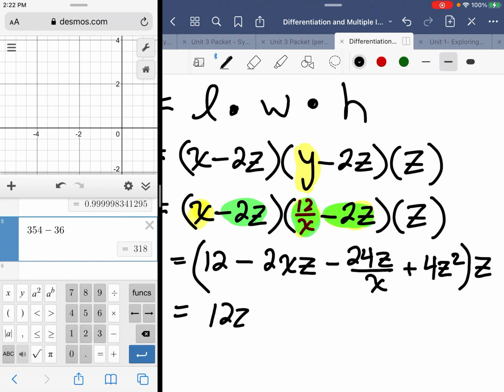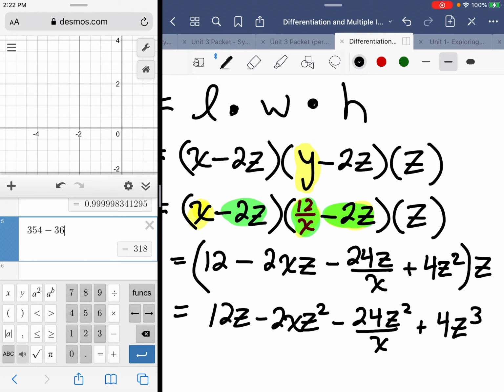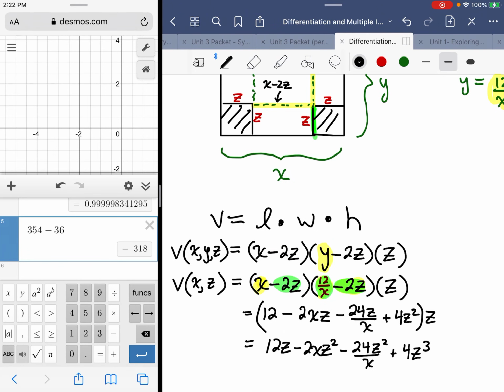All right, so 12z minus 2xz squared minus 24z squared over x plus 4z cubed. All right, so a lot of funkiness going on here, but it is a multivariable function, and so that's part of the fun. All right, so we just got to kind of grin and bear it here.